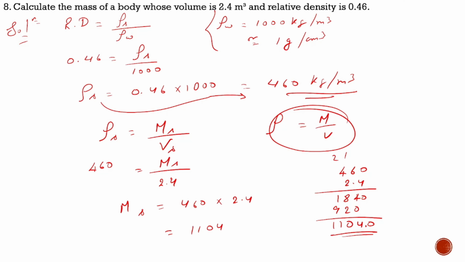Mass of the substance, it will be in kg. Okay, since we are using standard units for everything, the mass of the substance will come in kg, 1104 kg.